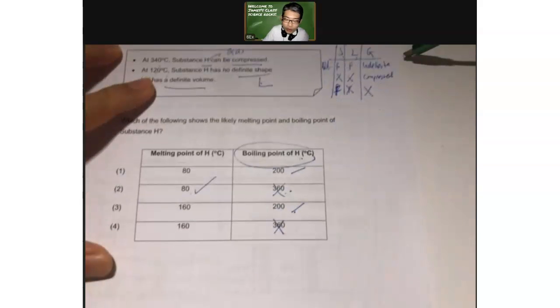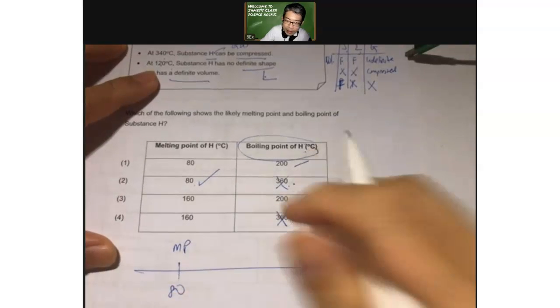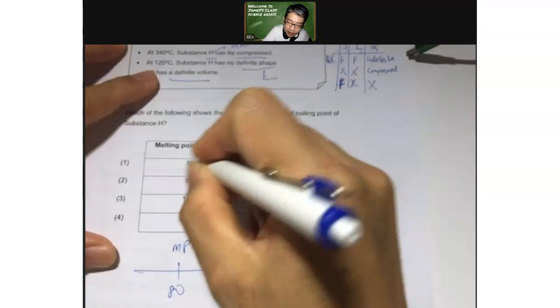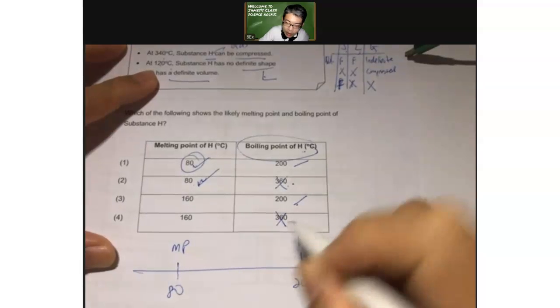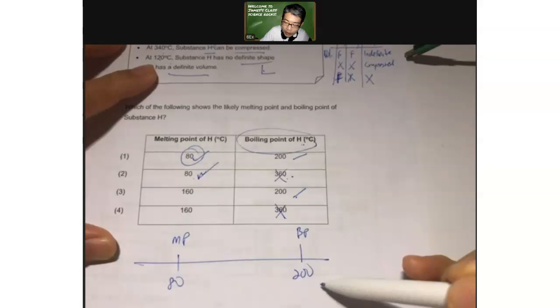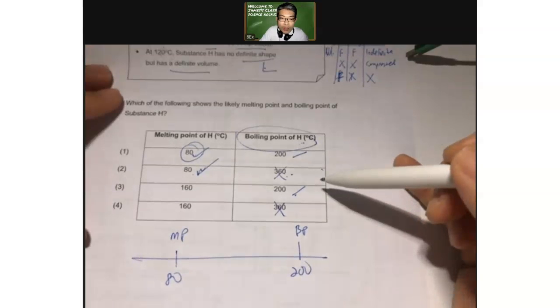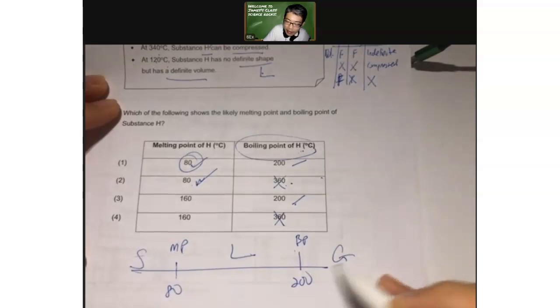So let's draw it out for you to see. Let's say at 80 degrees, if this is the melting point. At 280 degrees is the melting point, at 200 degrees is the boiling point. So this is how I'm going to check my answer. Okay, if this is true, anything below this will be solid. After it has melted, it becomes a liquid. When liquid boils, it becomes a gas, right?